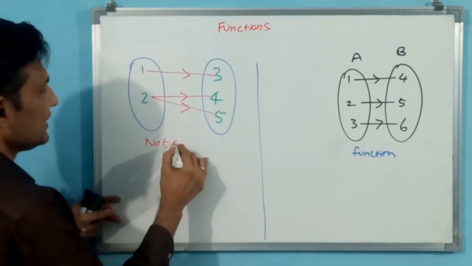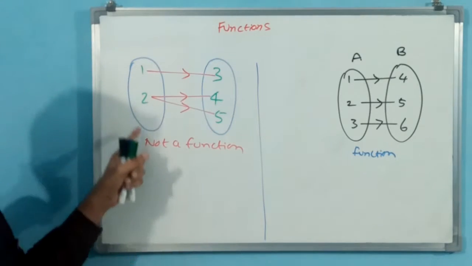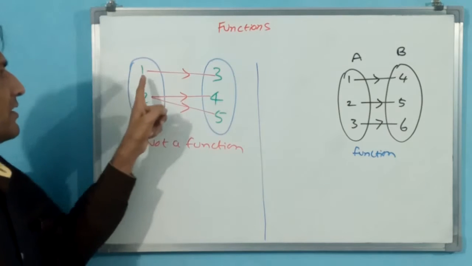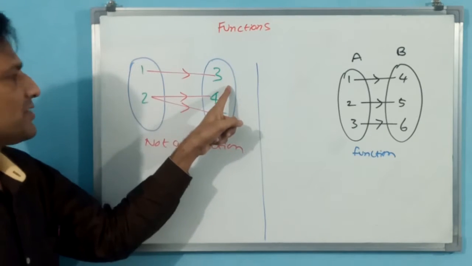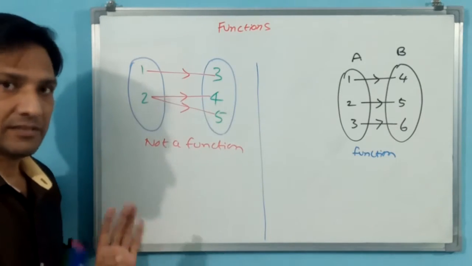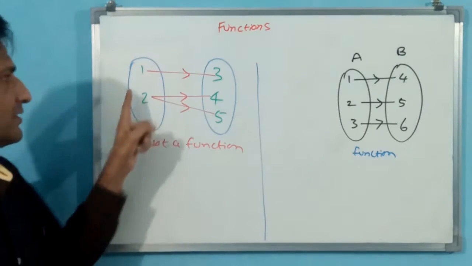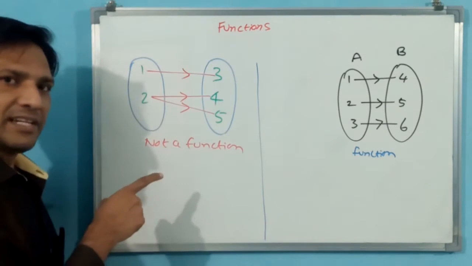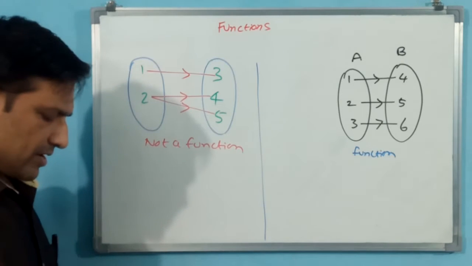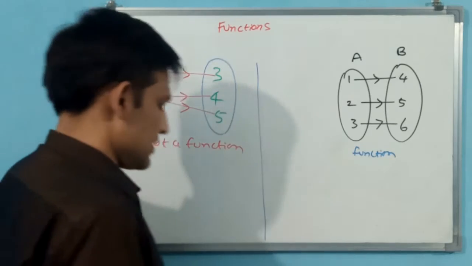Not a function. This is a relation, but not a function. Why? Every element must have only one image, but here the element 2 is having 2 images. But here, only one image. That is why this is a function and this is not a function. But are these relations? Yes, these are relations only, but not functions. One more diagram I am going to write here. You see what the function is under.